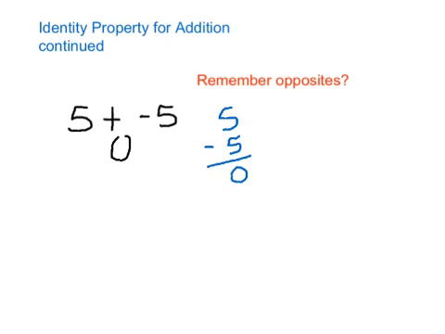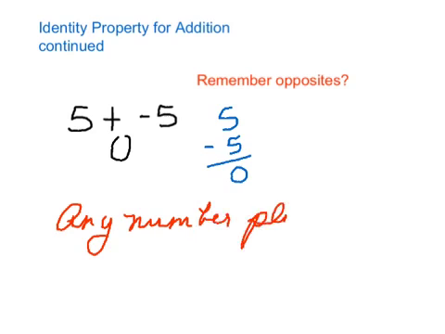So really, the thing to keep in mind when you have any number plus its opposite, the sum will be 0.